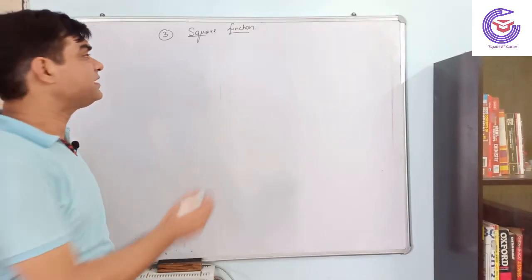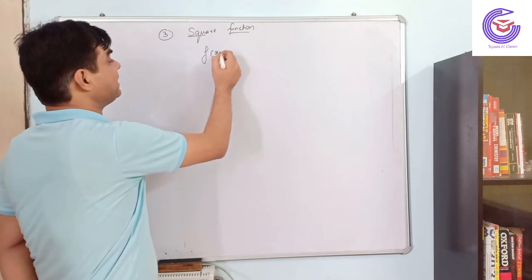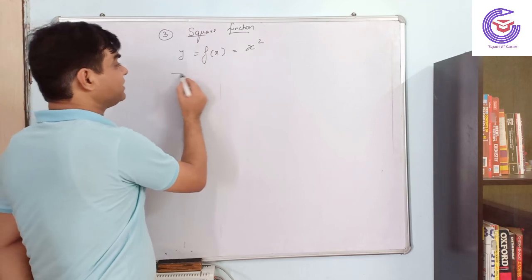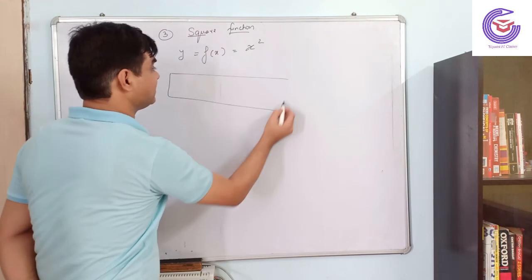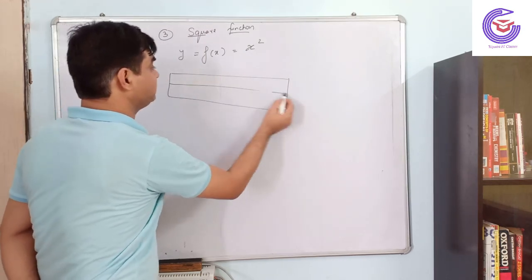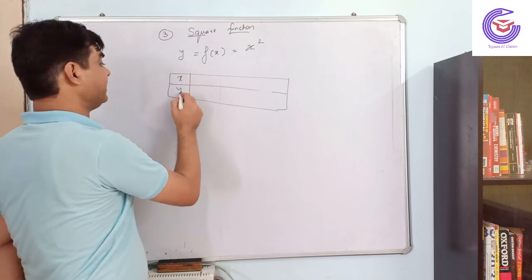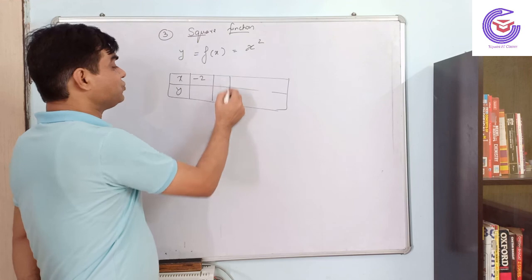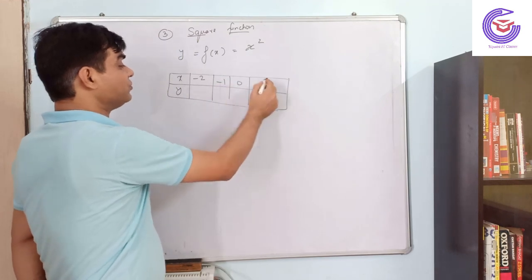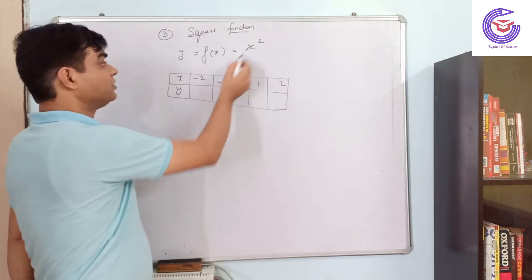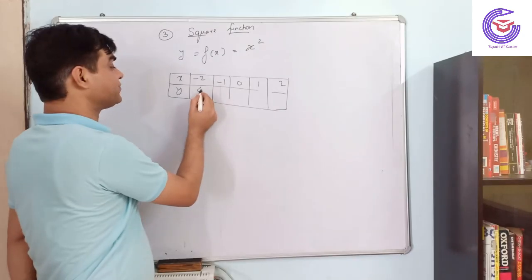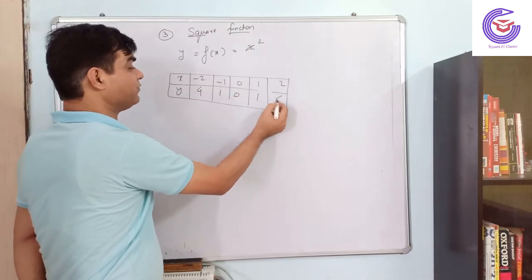Okay, in the square function, the function will look something like this: f(x) is equal to x square. So let's make a chart for this function, x and y. Suppose I give the values -2, -1, 0, 1, 2. The output for -2 will be its square, so it is 4, then 1, 0, 1, 4.